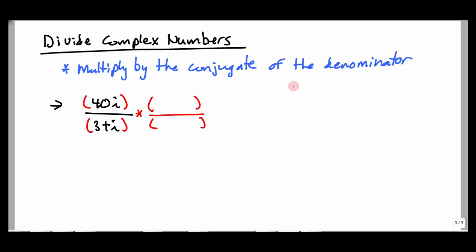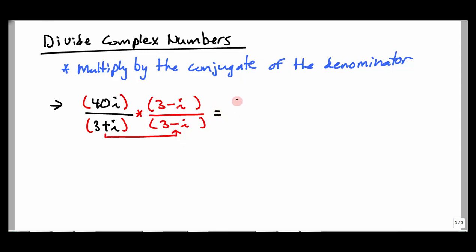Now, the conjugate of a plus b is a minus b. So the conjugate of 3 plus i is going to be 3 minus i. And whatever you do to the bottom, you have to do to the top. So for the conjugate here, everything stays the same. The only thing that changes is the sign in between the real and the complex part.